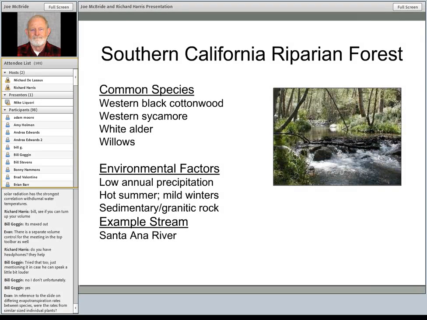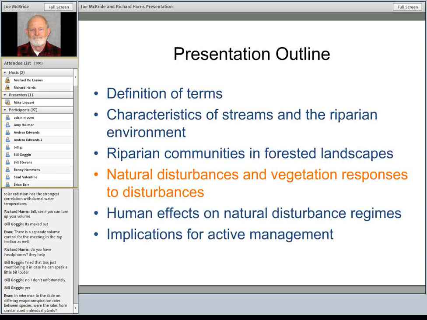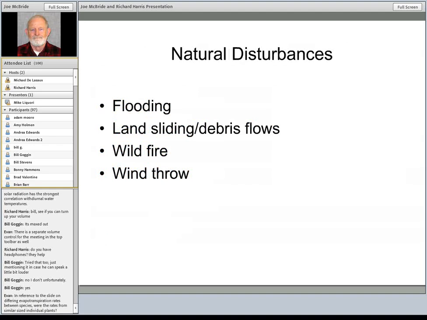is the Southern California riparian woodlands that we would find in the Angeles Mountains or Cleveland National Forest, those sorts of areas which at higher elevations support conifer forests but have riparian zones. Western black cottonwood, western sycamore are common here in these zones. They're characterized by relatively low annual precipitation, hot summers, and relatively mild winters. Next slide.